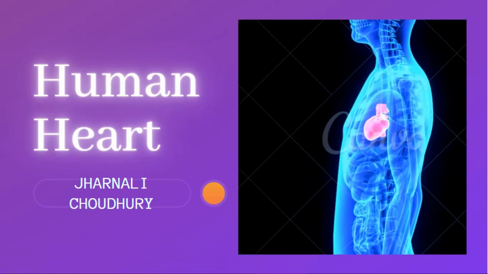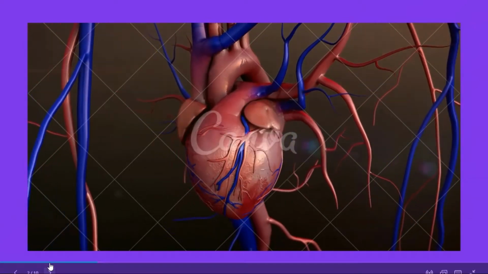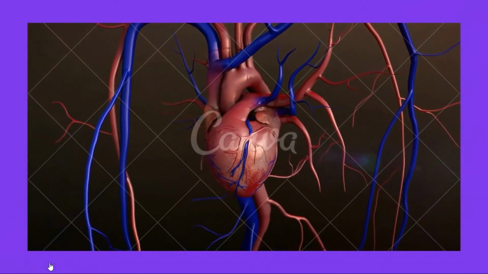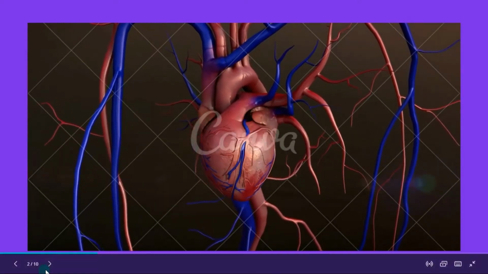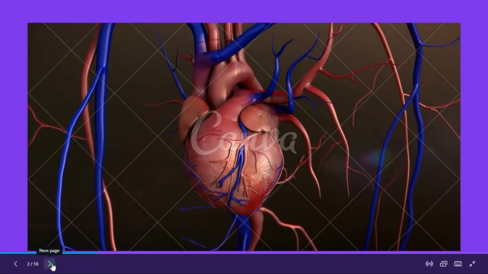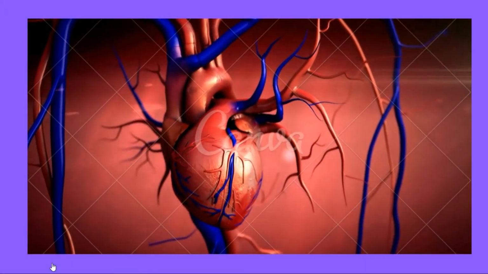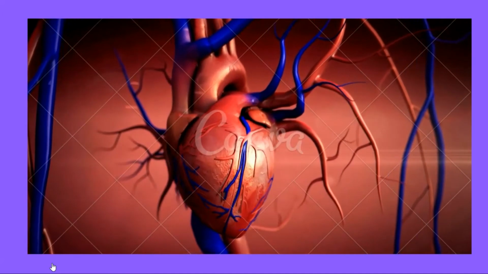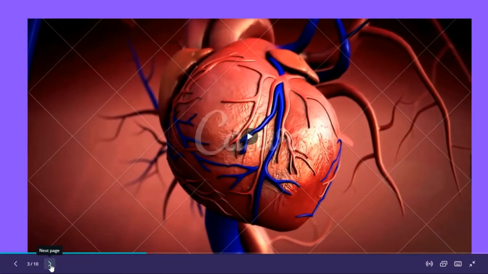Human heart. The heart is the organ which beats continuously to act as a pump for the transport of blood, which carries other substances with it. The walls of the heart are made up of muscles, and these muscles contract and relax rhythmically, and this constitutes the heartbeat.